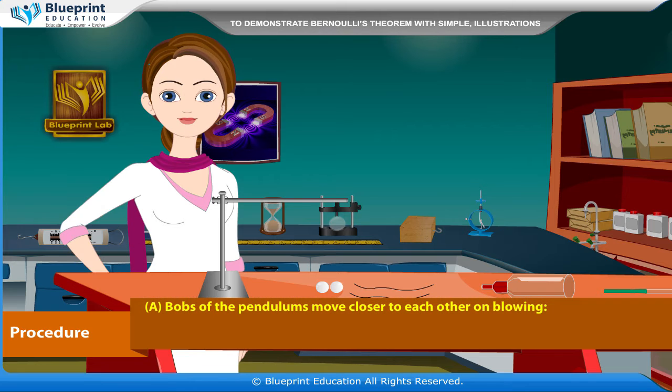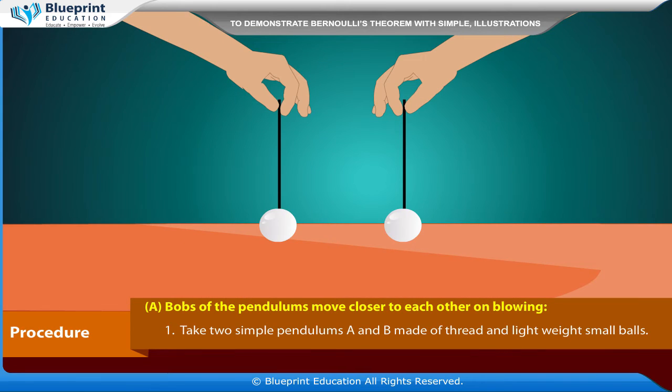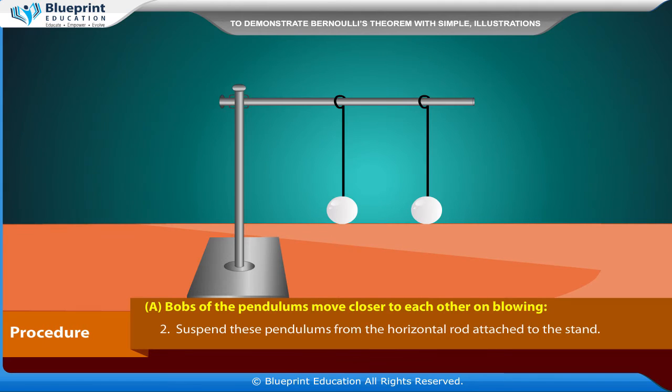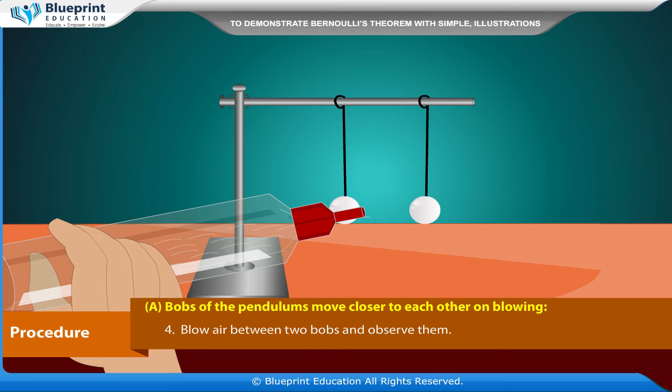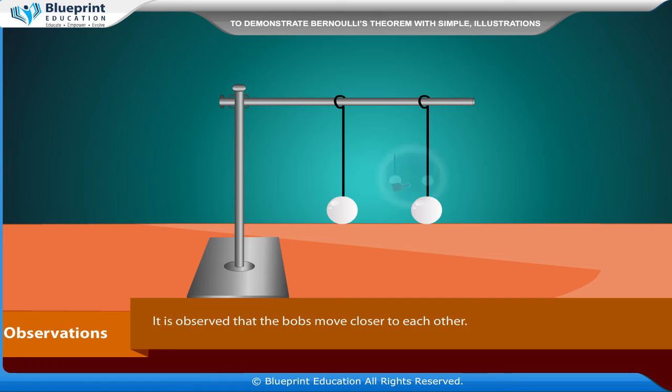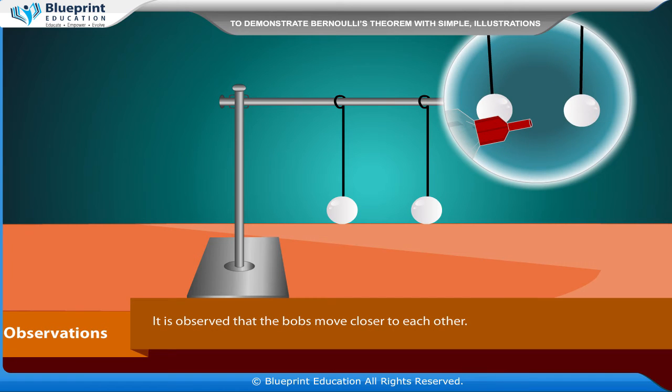The first is bobs of the pendulum move closer to each other on blowing. Take 2 simple pendulums A and B made of thread and light-weight small balls. Suspend these pendulums from the horizontal rod attached to the stand. Keep the bobs close to each other at the same height, but they should not touch each other. Blow air between 2 bobs and observe them. Observations: it is observed that the bobs move closer to each other.